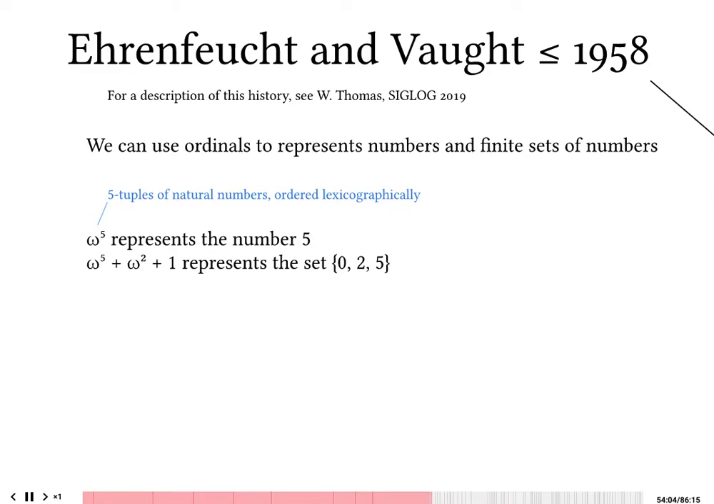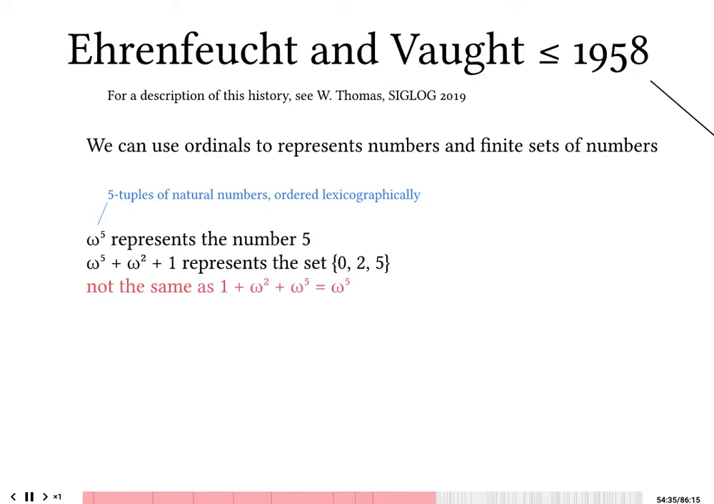It corresponds to a lexicographically ordered set, and you can view it as the ordinal which consists of the numbers 5, 2, and 0, because 1 is omega to the power of 0. You could also represent sets with weights and so on, but this is not going to be used here. So you can represent a finite set of numbers as an ordinal number using ordinal addition.